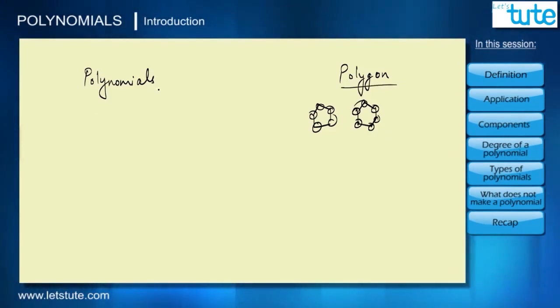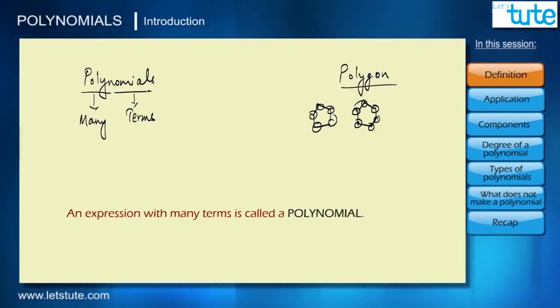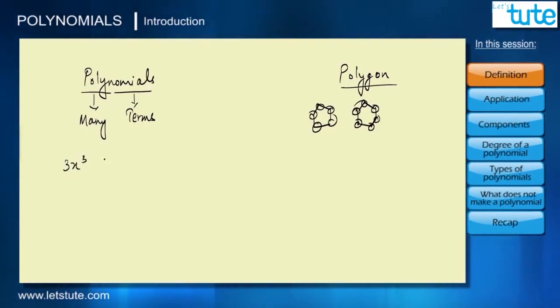Similarly, polynomials are expressions with many terms. Poly means many and nomial means terms. So, an expression with many terms will be called a polynomial. Let's take an example: 3x cubed plus 9x squared minus 2x minus 7. But the exact definition of a polynomial is an expression which has more than 3 terms. We can see there are 4 terms in this, that's why it is called a polynomial.